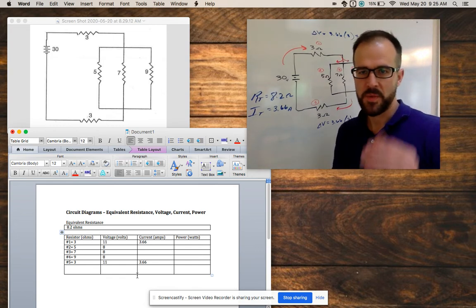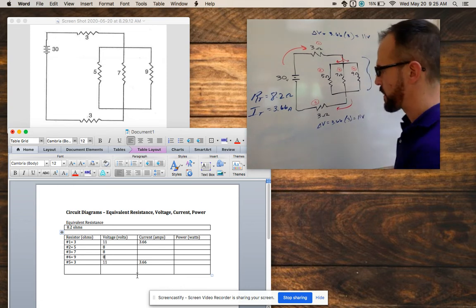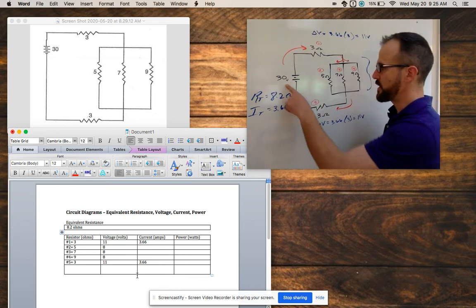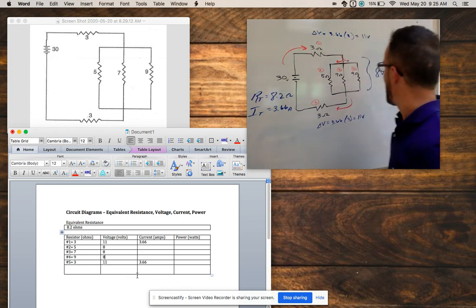The column that works best is the power column at the end, and then you do an IV for the whole circuit, I for the whole circuit, V of the whole circuit, and you can check that. Sorry, I got off topic. Let's get back over here.